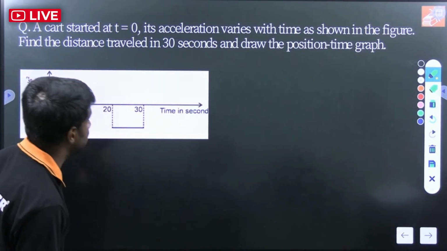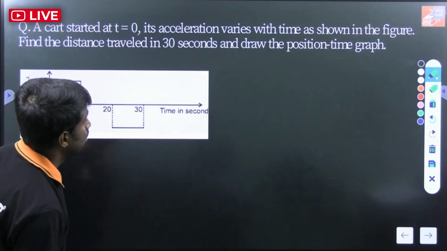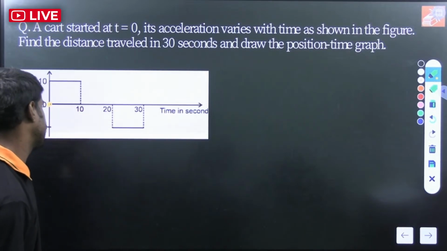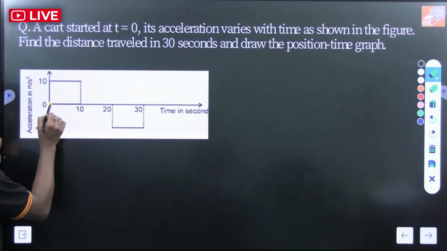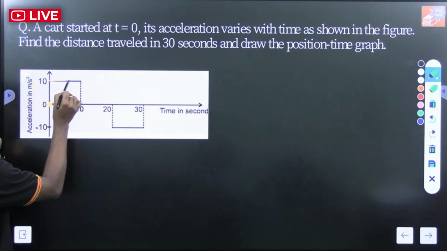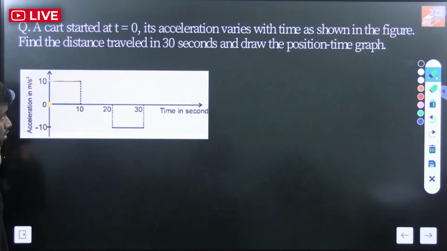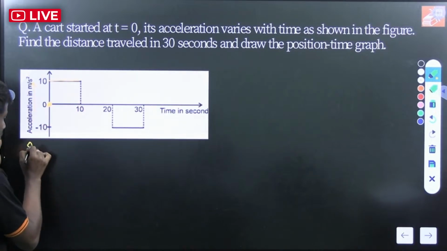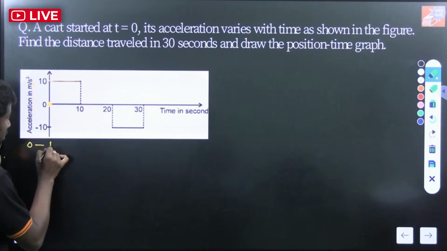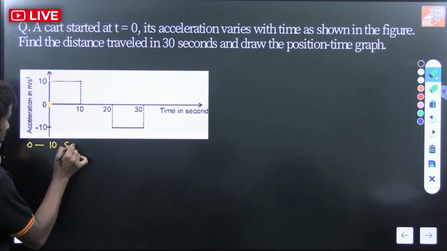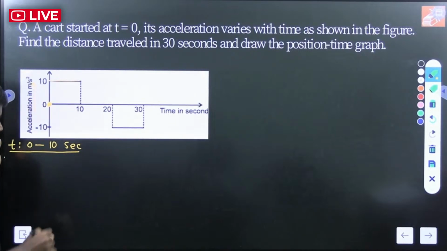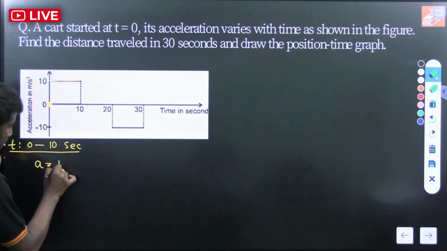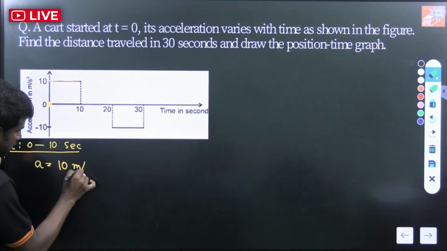They are asking the distance traveled in 30 seconds. Draw the position time graph. So first we will find out the distance traveled in 30 seconds. So see that first 10 seconds it accelerates with 10 meter per second square. So 0 to 10 second, so this one is time. Okay, the acceleration value is 10 meter per second square.